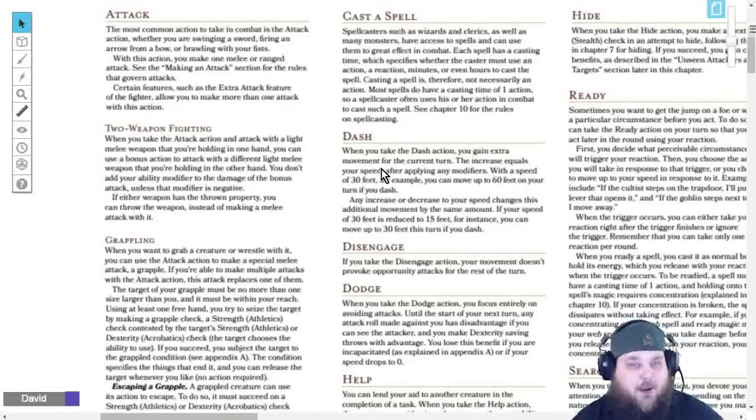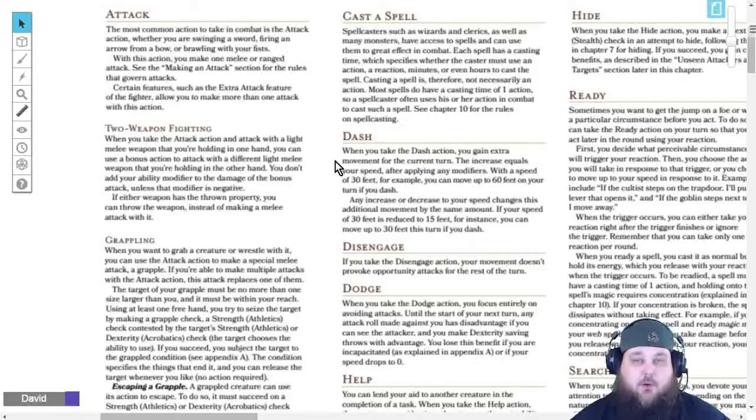Alright, so two-weapon fighting. When you take the attack action and attack with a light melee weapon that you're holding in one hand, either or, you can use your bonus action, as I just stated, to attack with a different light melee weapon that you're holding in the opposite hand. Now, whenever you do two-weapon fighting, and whenever you attack with the other hand, your second hand, your offhand, then you do not add the ability modifier to damage.